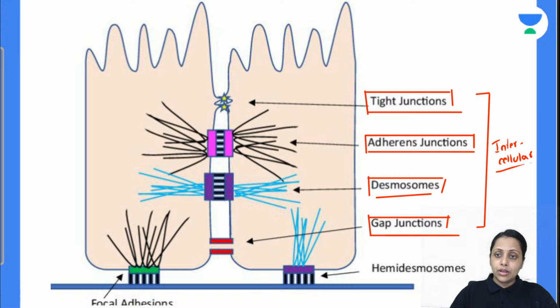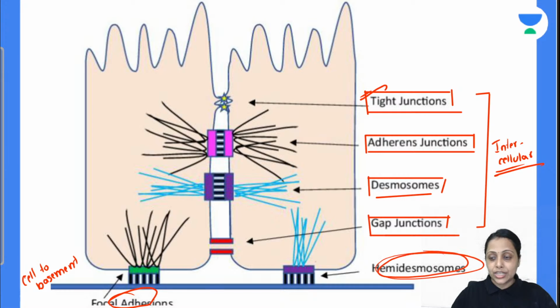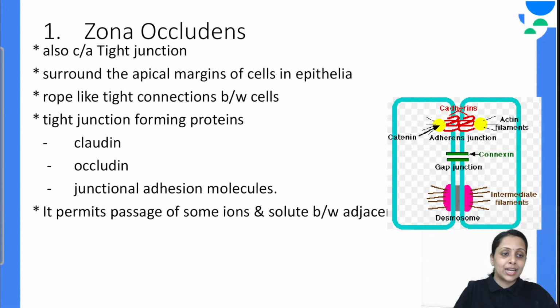In this, the most apical one is the tight junction, zona occludens. Zona adherens is present at the basal side of the tight junction. Then we have the desmosome, then the gap junction. Next is the junction present between cell and basement membrane, and in this we have the hemidesmosome and adhesion molecules like integrin and cadherin. The hemidesmosome is present between cell and basement membrane. So, moving further to the detail of each one.